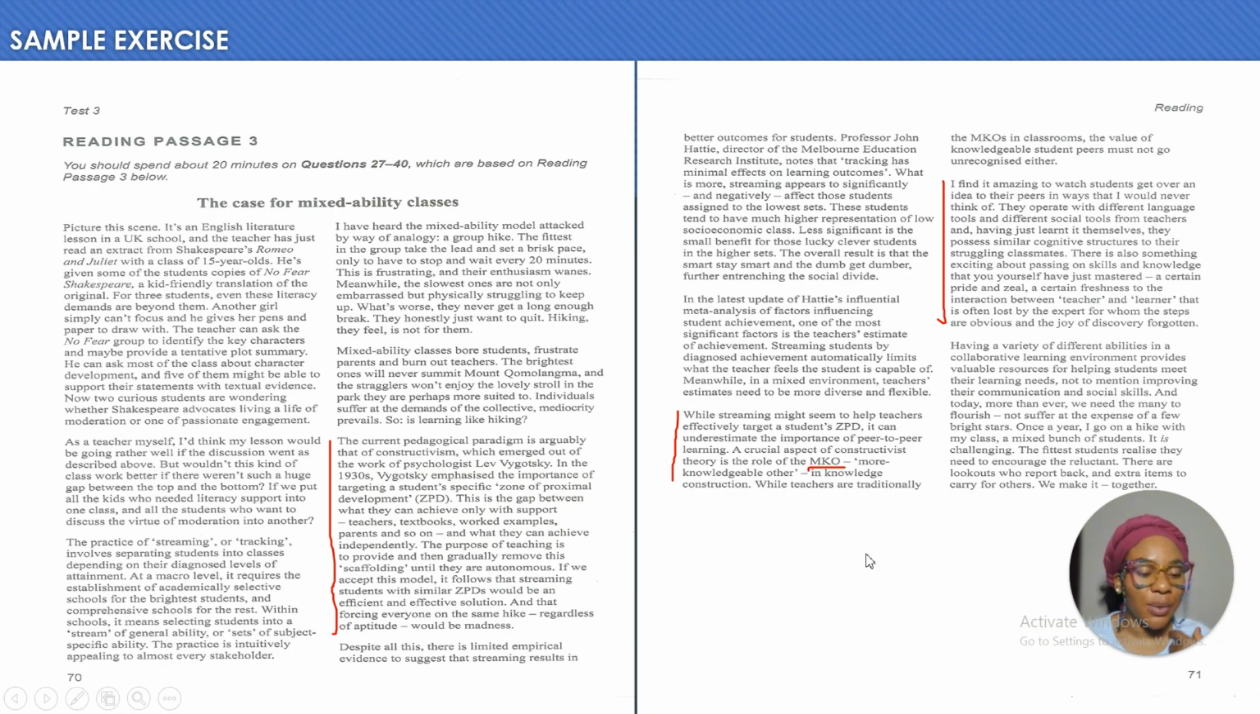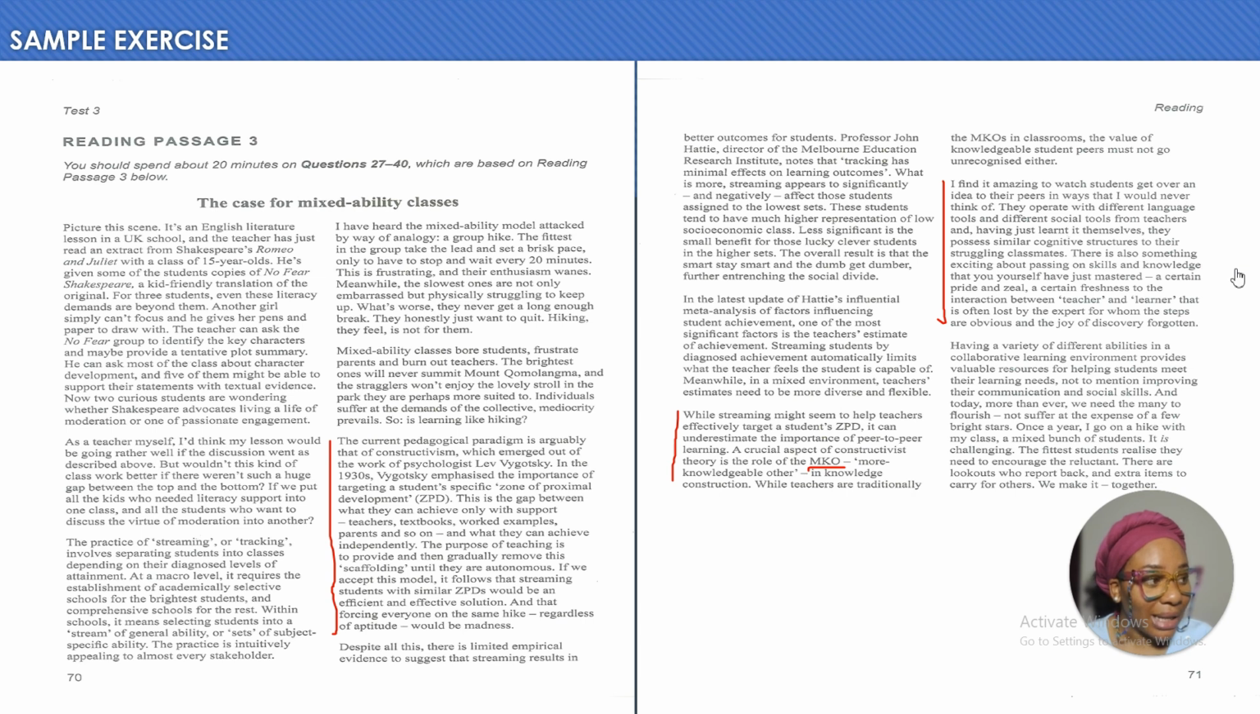Now, as you can see, we have just one paragraph to go. That means the answers to both 39 and 40 must come from this last paragraph, because the answers always come in order. So let's read. Having a variety of different abilities in a collaborative learning environment provides valuable resources for helping students meet their learning needs. I hope you still remember the question, because if you don't remember what you're looking for, you're just going to read and waste your time.